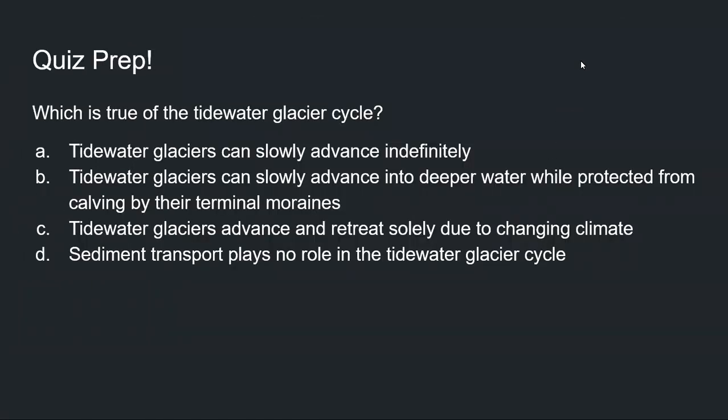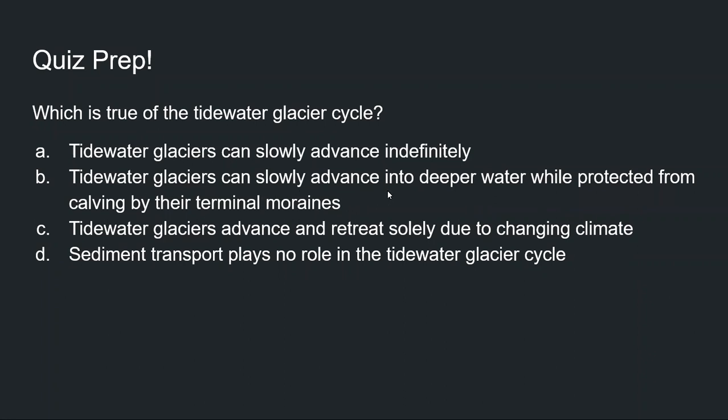So which of the following is true for the tidewater glacier cycle? I'll leave you a few seconds to answer that. So the right answer for this question is answer B. We'll go through all of them and say why they are wrong or right. Tidewater glaciers can slowly advance indefinitely. That is not true. Eventually, they will retreat.